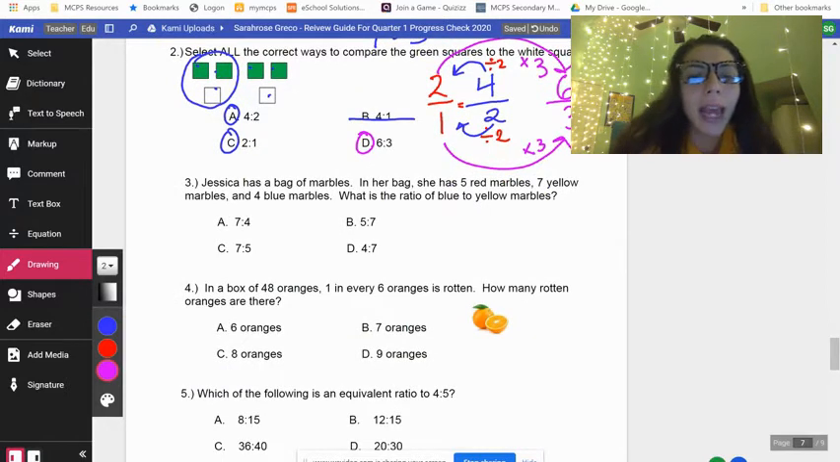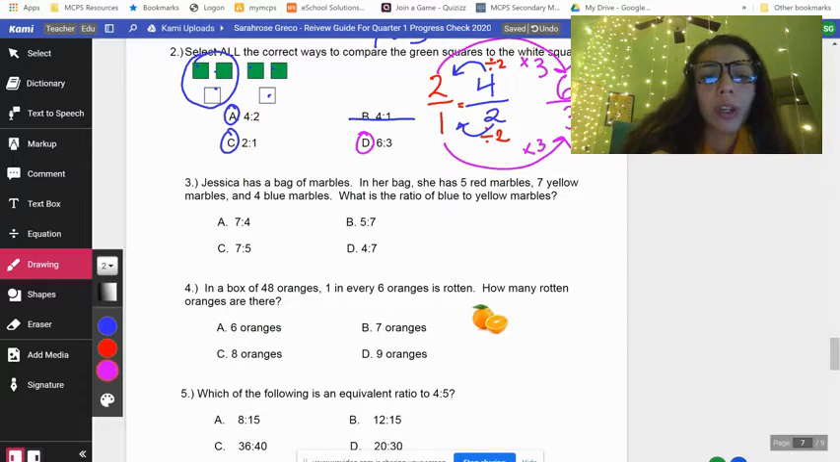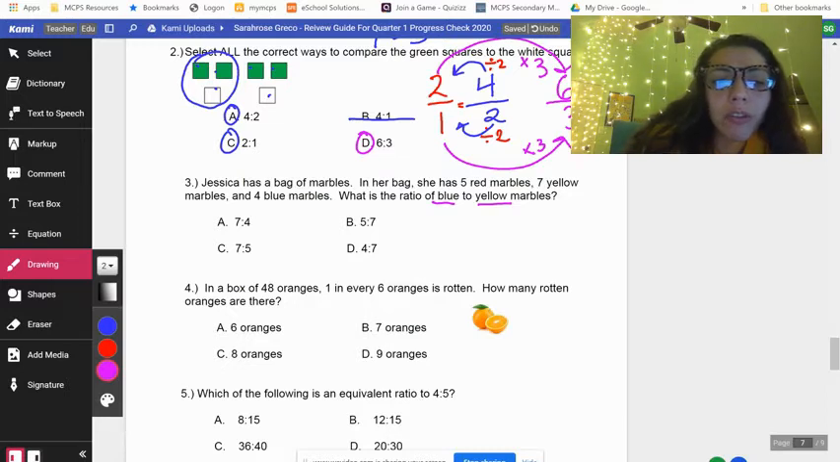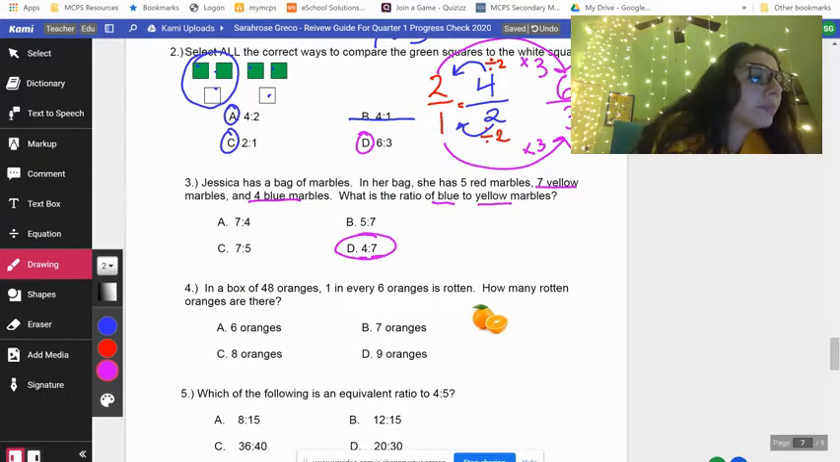Jessica has a bag of marbles. In her bag, she has 5 red marbles, 7 yellow marbles, and 4 blue marbles. What is the ratio of blue to yellow? So they said blue first, so I got to look for blue. 4 goes with blue. 4 is first in letter D, and then for yellow, we have 7 yellow, and 7 is also second. So D is your answer.